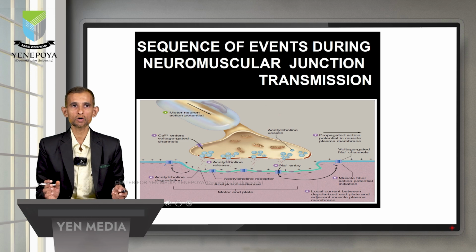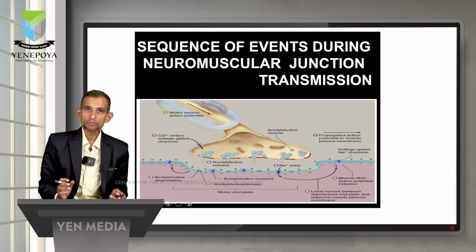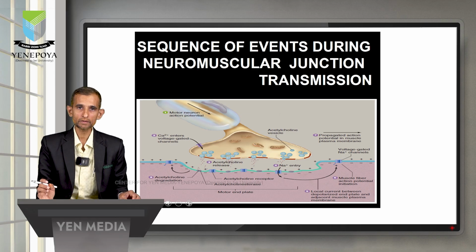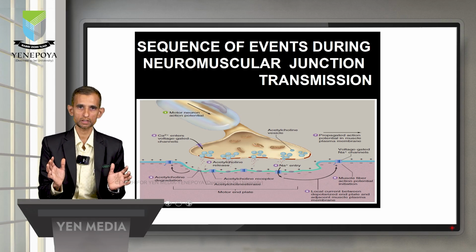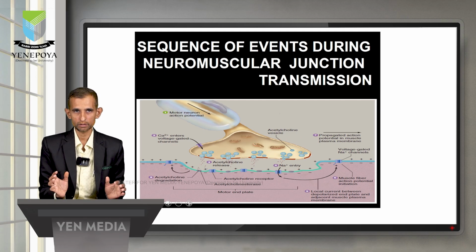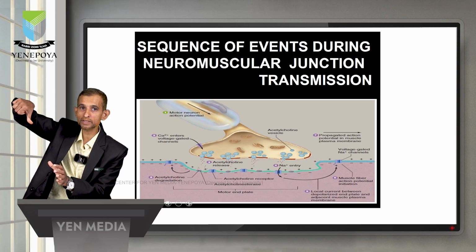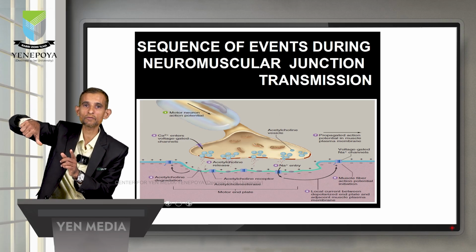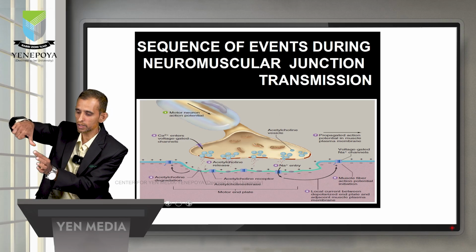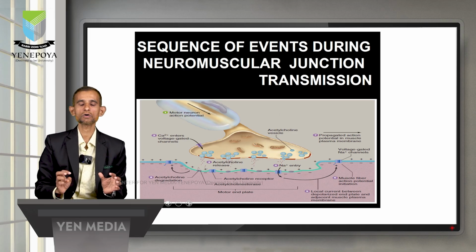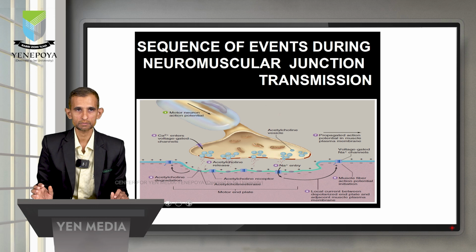Now the mechanism, the sequence of events during neuromuscular transmission. First, the impulse reaches the axon terminal. This is the axon terminal. The impulse, in the form of an action potential, passes from here to the muscle fiber. As a result, contraction of the muscle takes place.